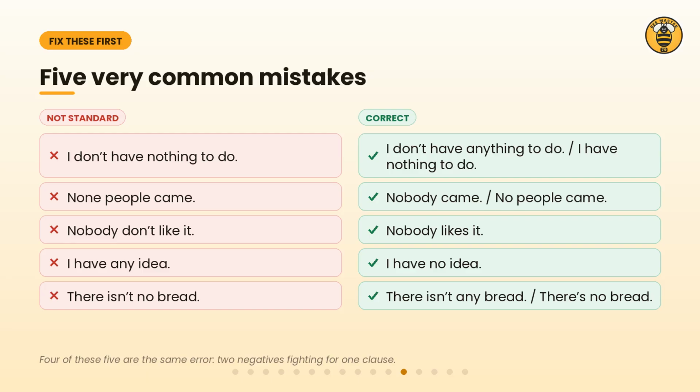Number 3. Nobody don't like it. Remember, nobody is already negative and it is singular, so the verb is positive and it takes an S. Nobody likes it. Number 4. I have any idea. Any cannot make that sentence negative. It must be, I have no idea. Number 5. There isn't no bread. The verb is already negative, so continue with any. There isn't any bread. Or move the negative to the noun and say, there's no bread. Look at the pattern. 4 of those 5 are the same error, two negatives fighting over one clause.